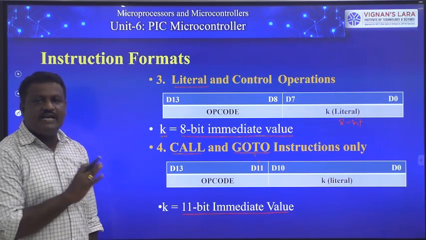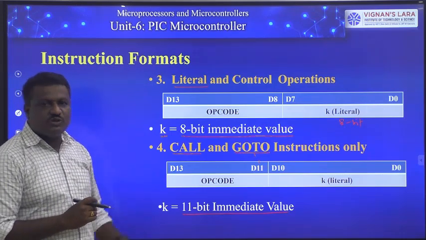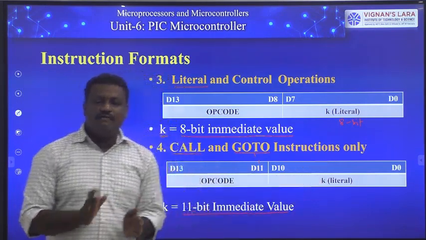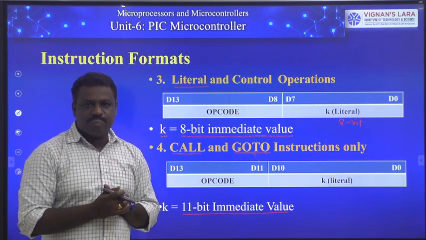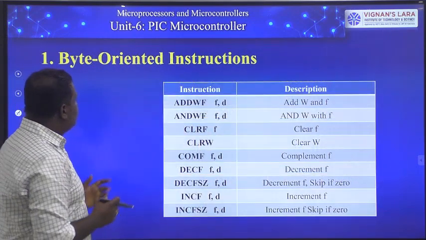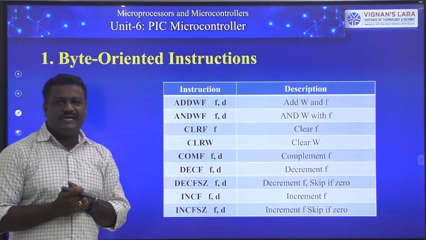So our instruction may have only two different fields. One field is for the operation code and the other is for the operand. This operand here is an 11-bit literal or 11-bit constant. So these are our instruction formats. Next we'll see what the instructions are that come under these 4 different varieties.